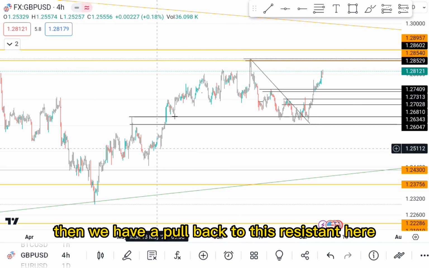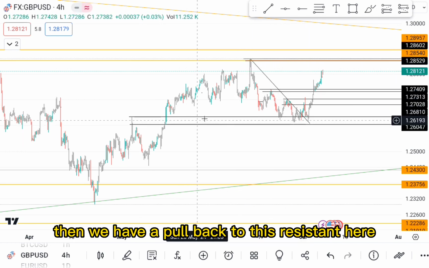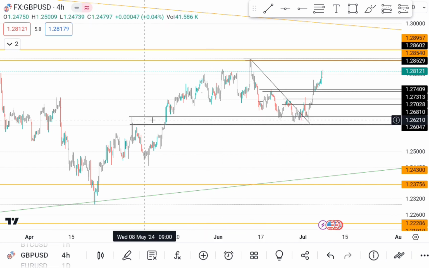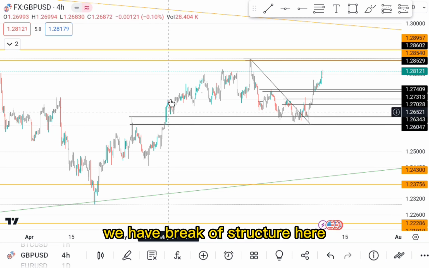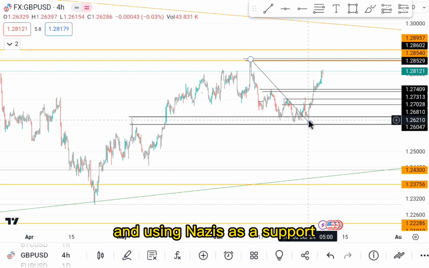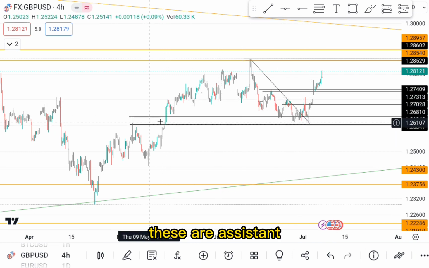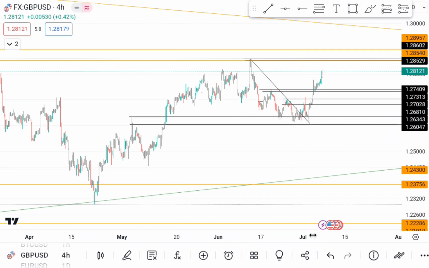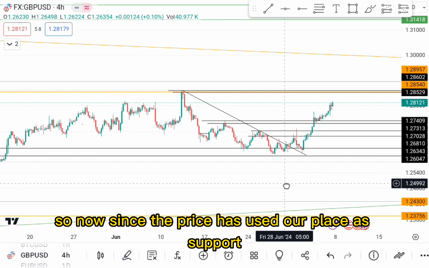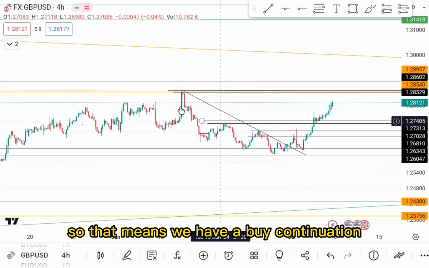Then we have a pullback to this resistance here, and the price used the place as support. You can see we have a resistance here, we have a break of structure here, and it uses it now as a support. This was a resistance, now the price is using it as a support. So since the price has used that place as support, that means we have a buy continuation.